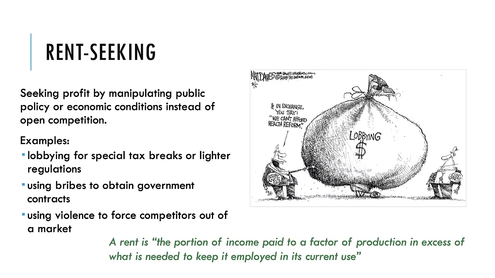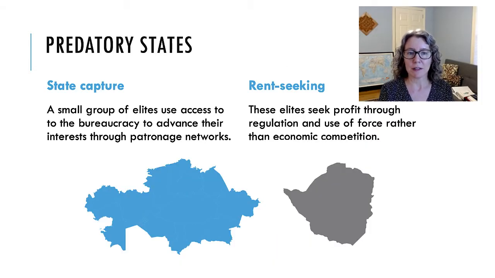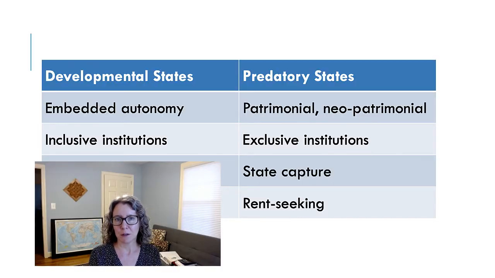So rent-seeking is not about landlords collecting rent. It is an economic term that refers to the practice of seeking profit by manipulating public policy or economic conditions instead of through open competition. Examples include companies or individuals lobbying for special tax breaks or lighter regulations. They could use bribes to obtain government contracts or use violence to force competitors out of a market, creating a monopoly. In sum, in predatory states, a small group of elites capture the state and use the bureaucracy to advance their interests. Just a few notes to conclude with.